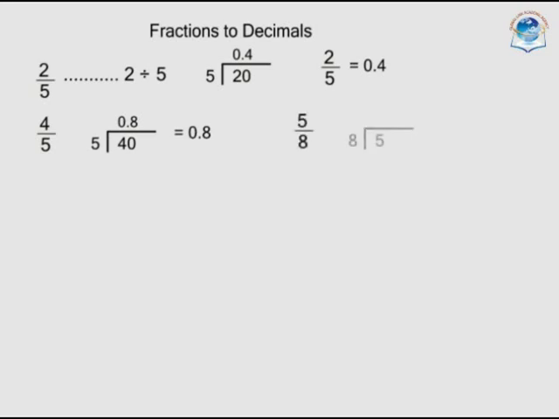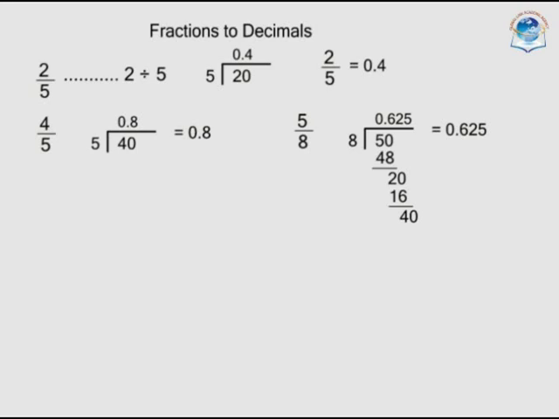5 over 8, we have 5 and 8. 8 goes into 5 0 times, and we put a decimal. We add 0 here. 8 will divide into 50 6 times. 6 times 8 is 48. We subtract and get 2, and add 0 to get 20. 8 goes into 20 2 times because of 16. We subtract, get 4, add another 0. 40. 8 goes into 40 5 times. And so 5 over 8 is equal to 0.625.